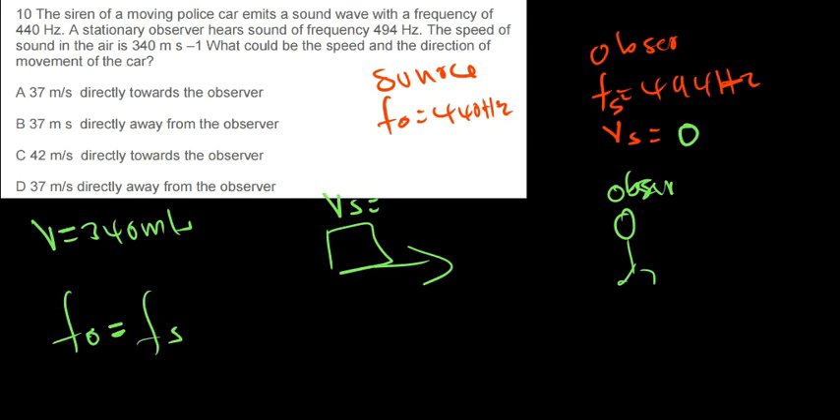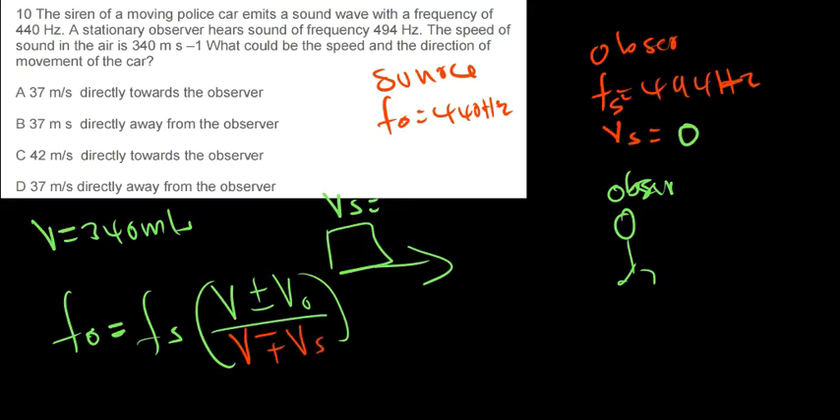Let's do this. We are saying V plus or minus VO on top, then down here it is V minus or plus Vs. Since we are interested in the source in this case, because the observer is stationary, it will not affect anything, because zero will not affect anything. Even if you put minus or plus, it's not going to affect anything. You know that, right? Now concentrate on the other one.